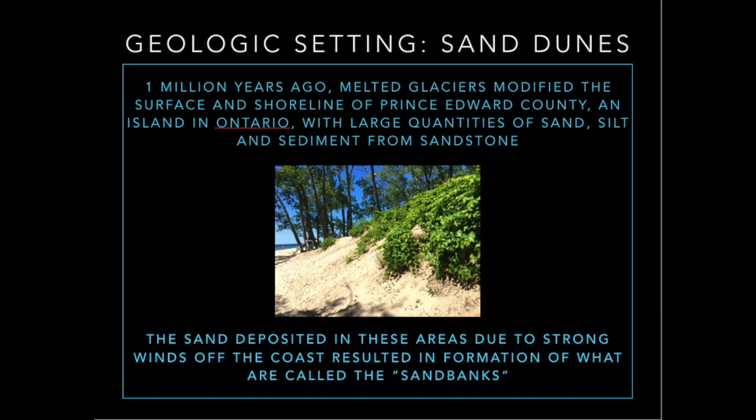Geologic setting: sand dunes. 1 million years ago, melted glaciers modified the surface and shoreline of Prince Edward County, an island in Ontario, with large quantities of sand, silt, and sediment from sandstone. The sand deposited in these areas due to strong winds off the coast resulted in the formation of what are now called the sandbanks.